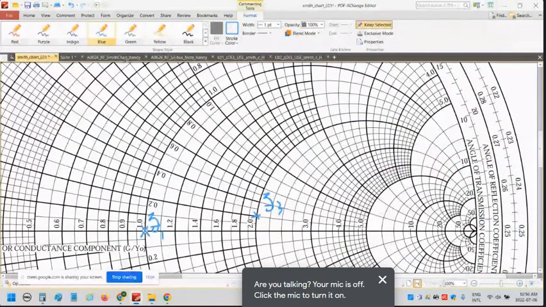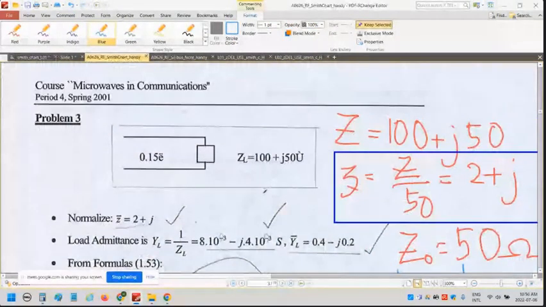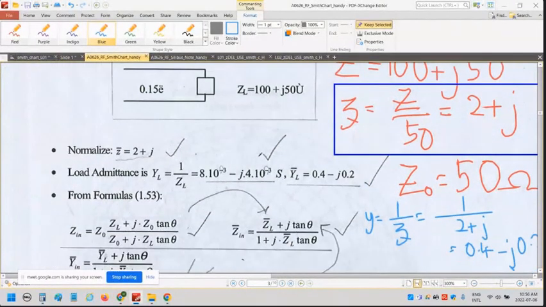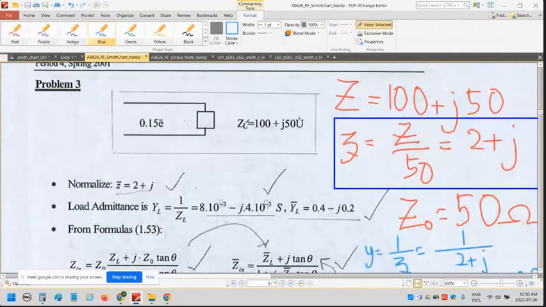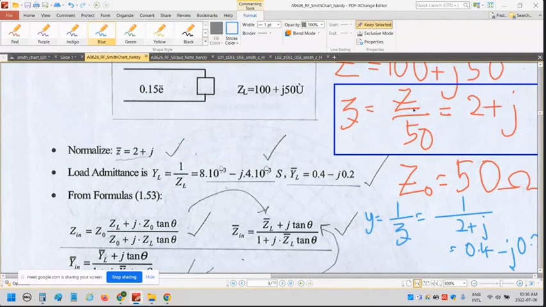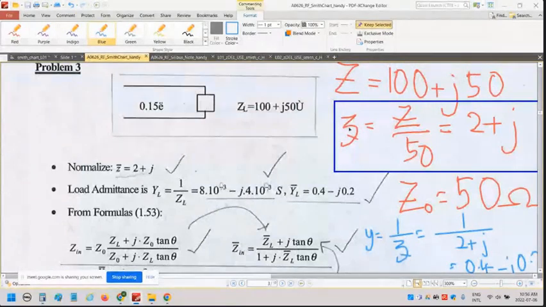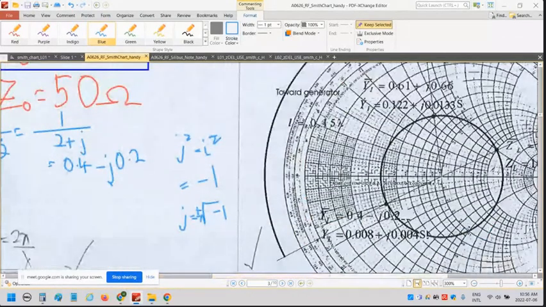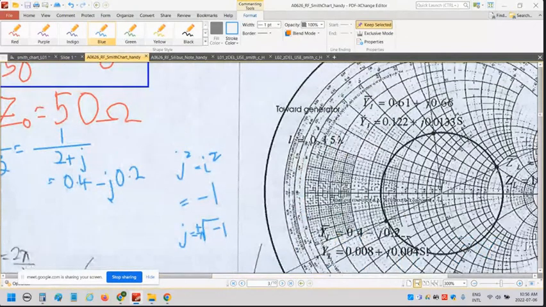This one is an example of how to find the impedance matching. First, they give Z equal to 100 plus j50. And then you need to normalize. Small z is capital Z divided by 50, so you get 2 plus j. You need to locate where 2 plus j is. So 2 plus j is here.